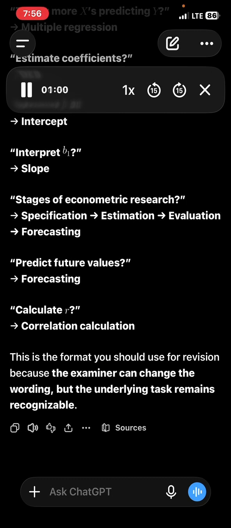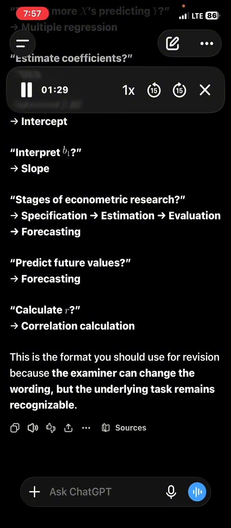3. Econometric research. If the question says, what is econometric research? Explain the procedure or stages of econometric research. Answer. Econometric research is the process of using economic theory, statistical methods, and data to formulate, estimate, and evaluate an economic model. Remember the stages: specification, estimation, evaluation, forecasting. 4. Model specification. If the question says, what is specification? What is the first stage of econometric research?